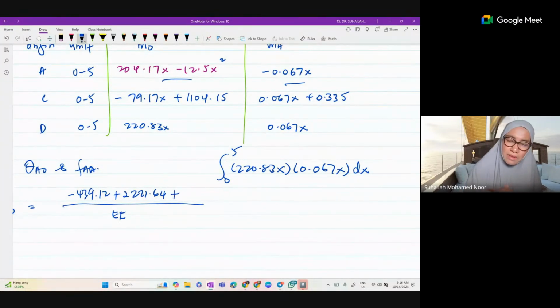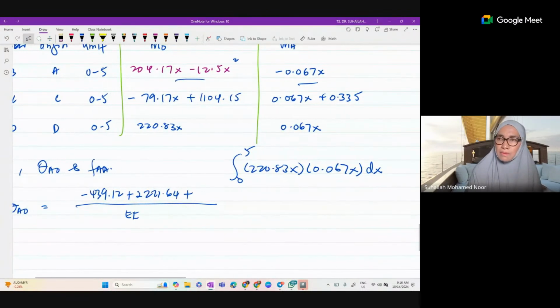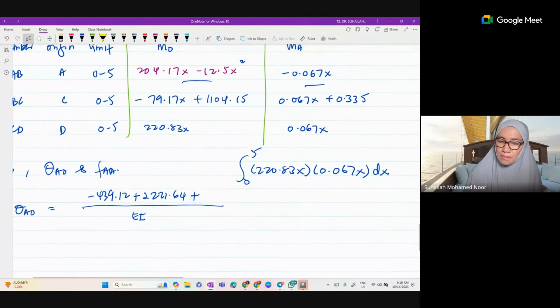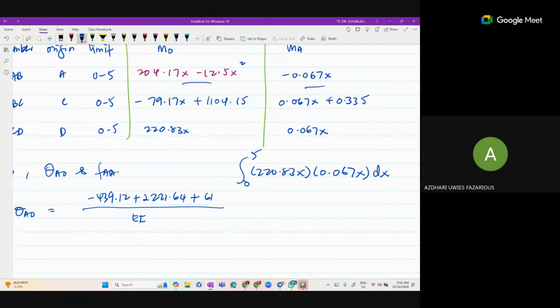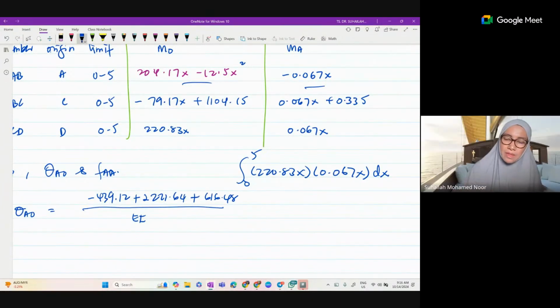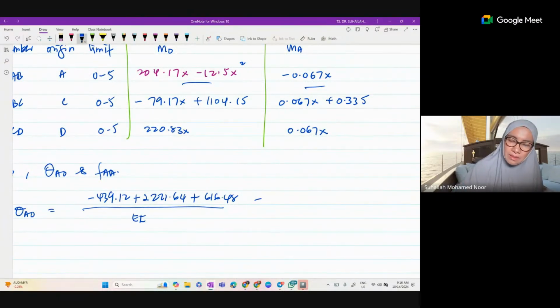Okay, now yang ni. Yang number 3. 616.48. Okay, then total. So total this. So this is theta A0. Okay, please total.